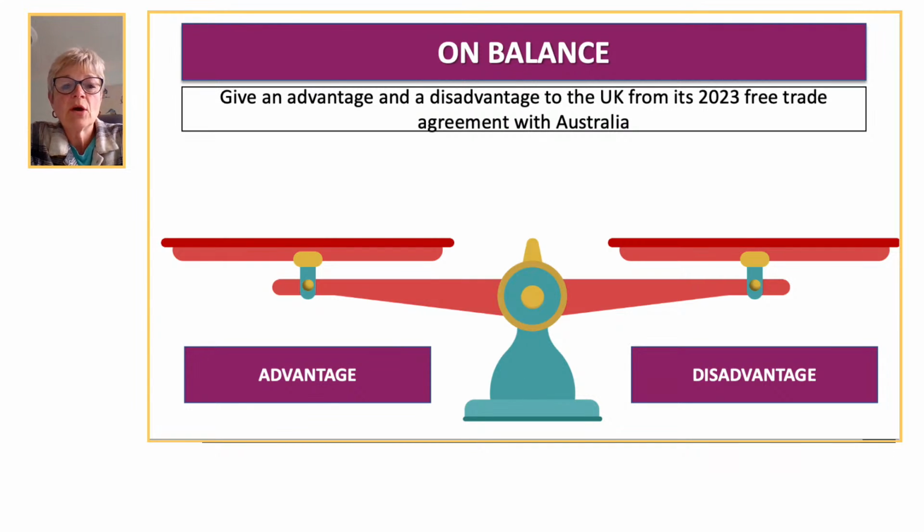Okay, we're moving straight on to on balance. So remember in your exam, always give a counterbalance to your arguments. Try and balance your answers to give sophisticated level responses. So give an advantage and a disadvantage to the UK from its 2023 free trade agreement with Australia. Let's just stick with advantages at the moment, because otherwise the chatbot fills up and it takes too long for you to answer. So I want one advantage to the UK of its 2023 free trade agreement with Australia.